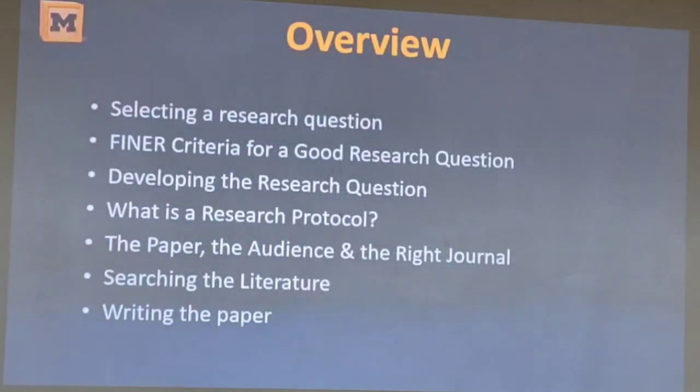So, you know, I'm going to be talking about selecting a research question. The final criteria is really something that we use all the time. I'm involved in the American Thoracic Society, which does a program for 1 week called MECOR, which is Methods in Epidemiology and Populational Research. I tried to get it to Egypt, but they don't want to go to every country, but it is available in Africa and in Turkey, so if you want to be involved in it. Developing a research question, what is a research protocol, papers, audience, writing for a journal, all of these things I'll be talking about.